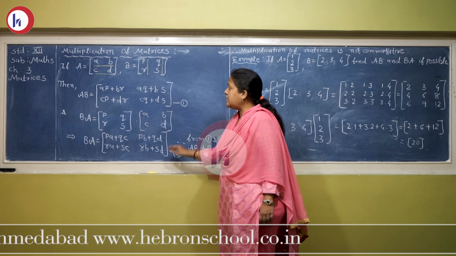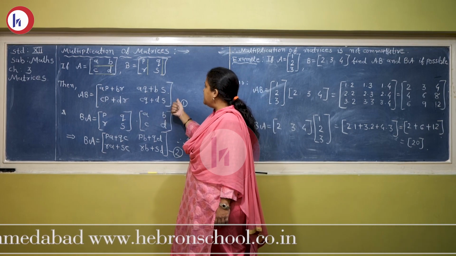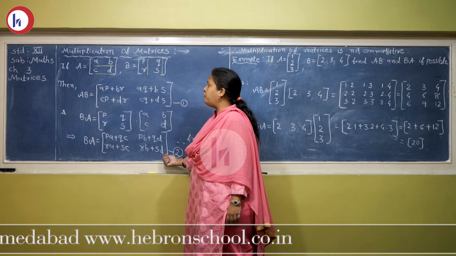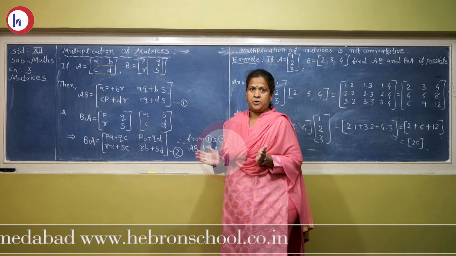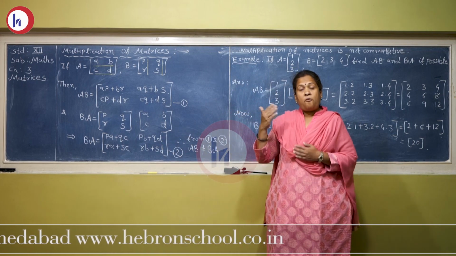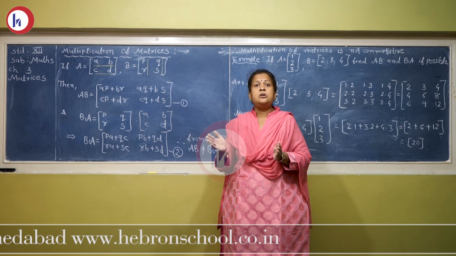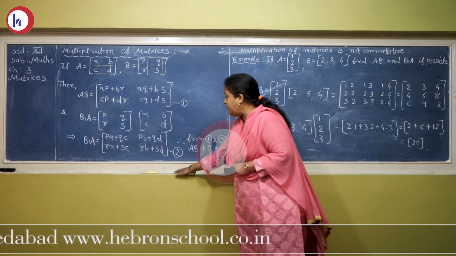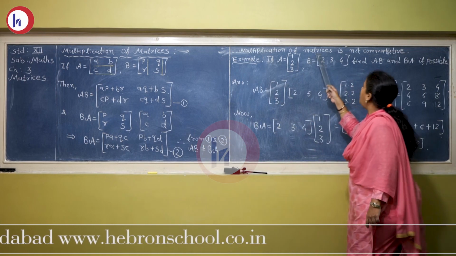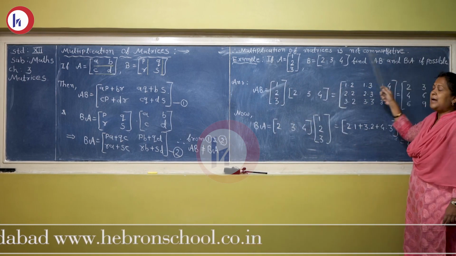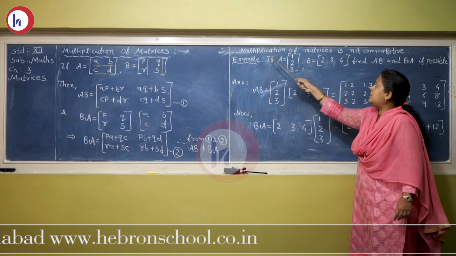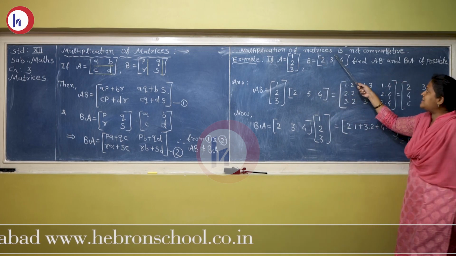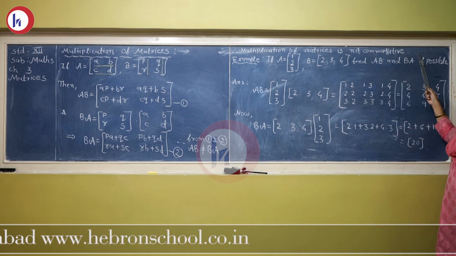So students, here you can observe that the answer of AB and the answer of BA are totally different. What we have studied in addition of two matrices follows the commutative law, but multiplication doesn't follow the commutative law. That's why we can say that the multiplication of matrices is not commutative.